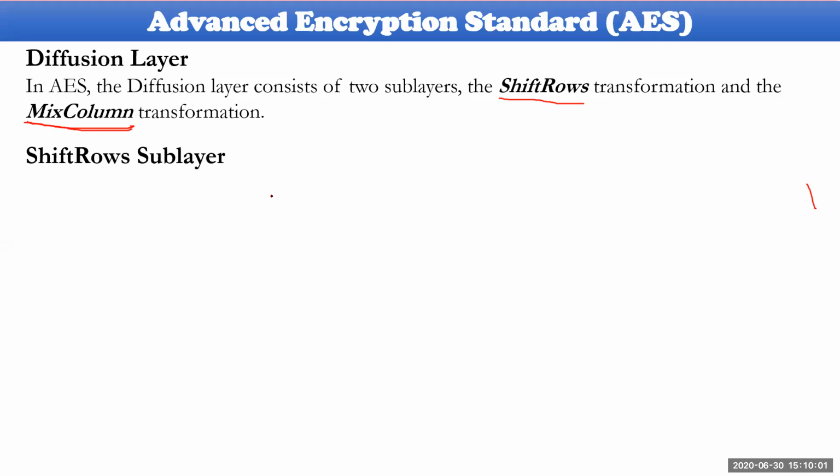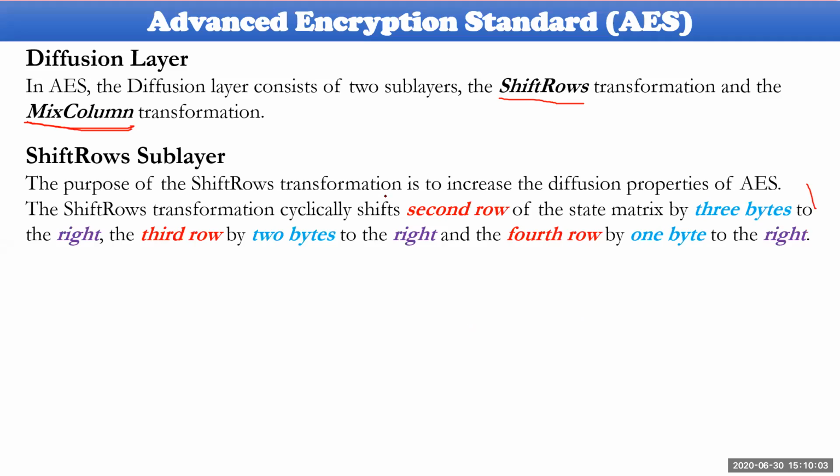These mix columns will be taken into consideration something like this. So shift rows will be taken: the second row of the matrix must be shifted towards the right by 3 bytes. The third row will be shifted right by 2 bytes, and the fourth row will be shifted right by 1 byte. Something like this would have been operated here.